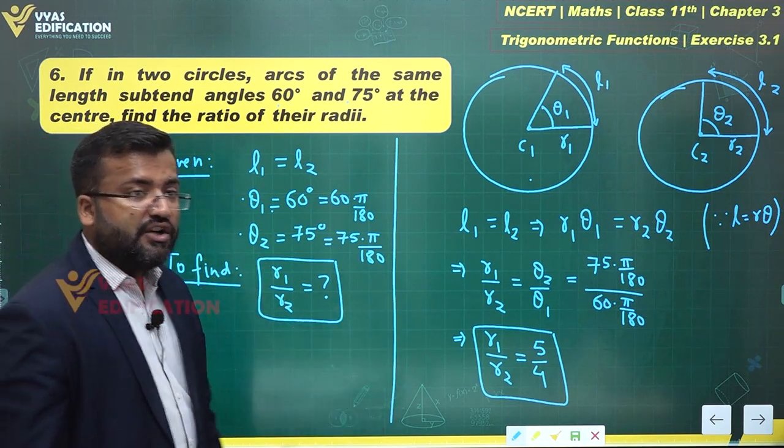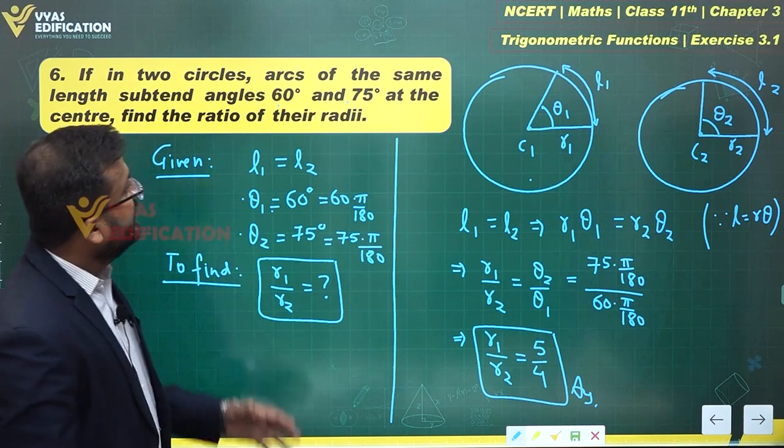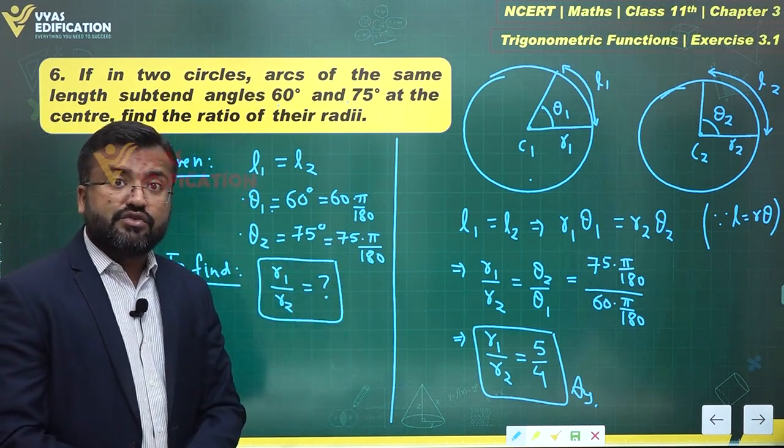R1 upon R2 would be equal to 5 by 4. That's the answer. Yes, that's the complete solution for this question over here.